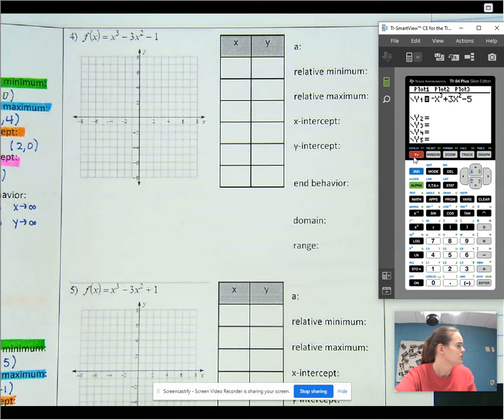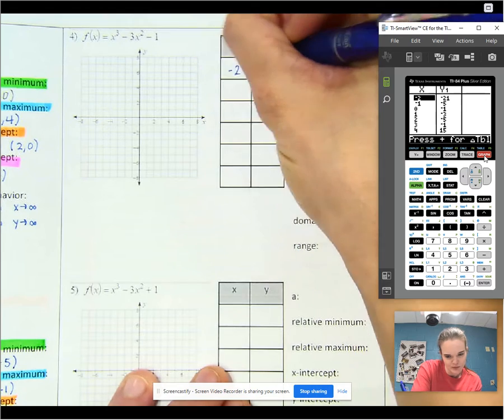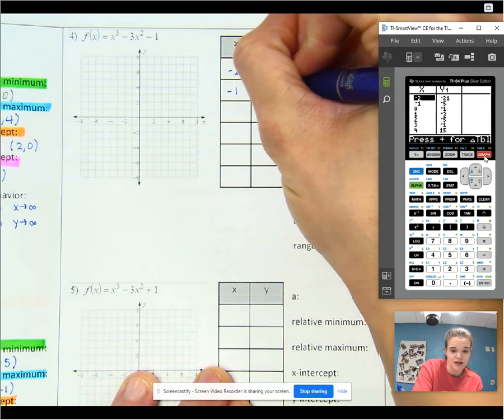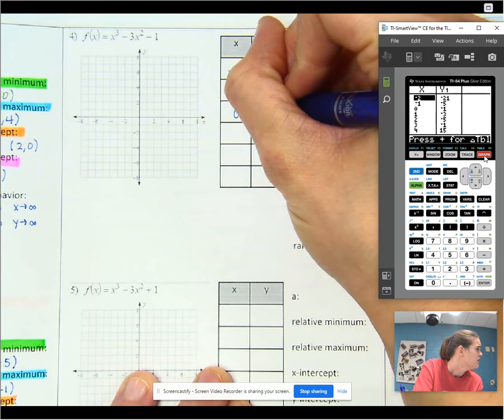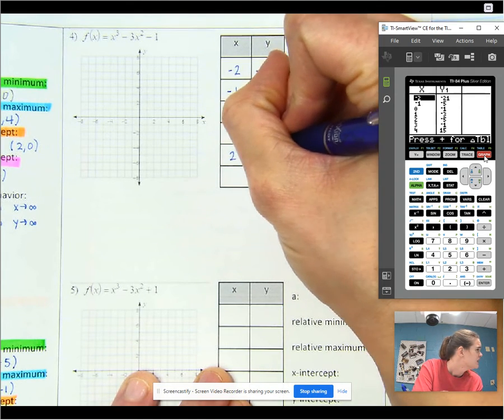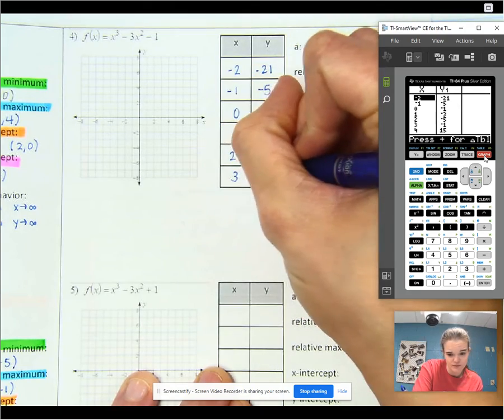Okay, so y equals x to the third minus 3x squared minus 1, second graph, negative 2, negative 21. We definitely won't be able to graph that one. Negative 1, negative 5, 0, negative 1, 1, negative 3, 2, negative 5, and 3, negative 1.